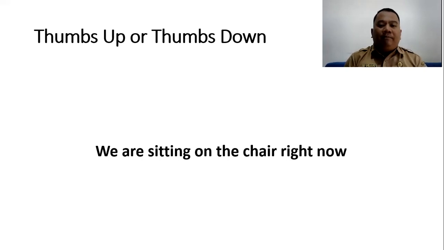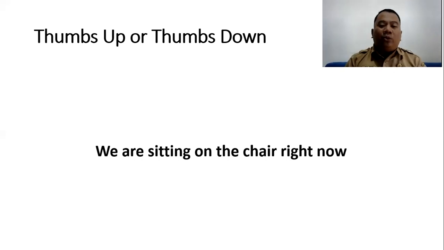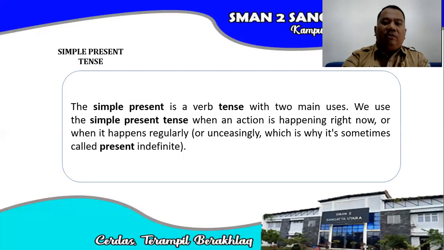How about this one? We are sitting on the chair right now. Okay, be careful with this sentence. The answer is thumbs down. Why is this one thumbs down? Because this sentence is present continuous tense. Okay, now we are going to the definition of simple present.